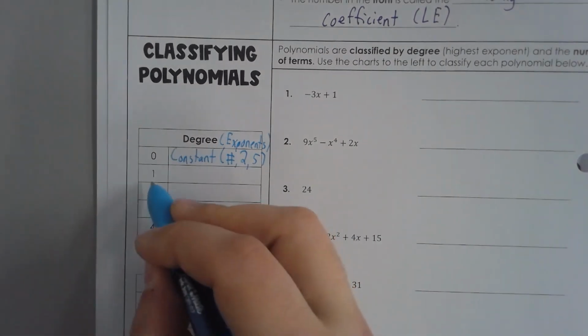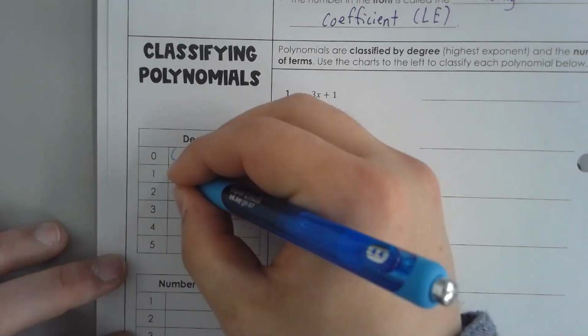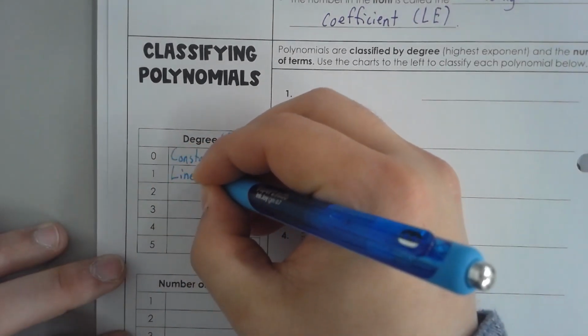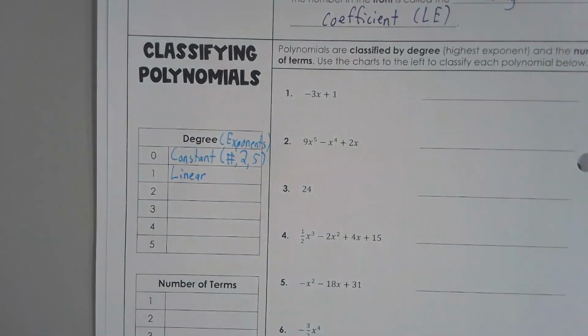If the highest exponent is 1, if we have a degree of 1, we call that linear. So that's like y equals mx plus b. That's always a straight line, right? Because the highest exponent is a 1.